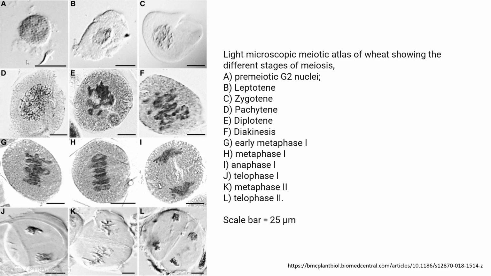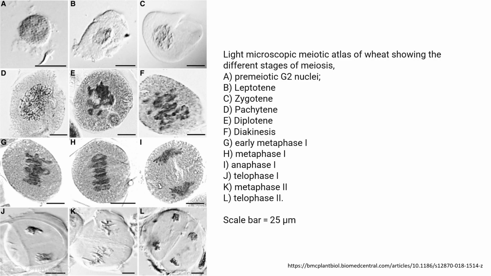At A here, you can't really see the nuclear material very clearly. The cell is quite indistinguishable when it comes to any phase. And this is essentially during interphase. Is my mouse visible? Yeah. So this is during interphase. This is a pre-meiotic G2 nuclei. That's what they have labeled it as.